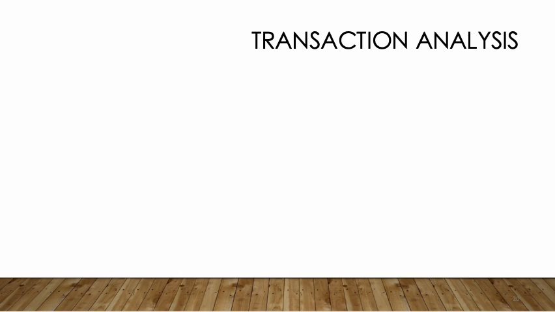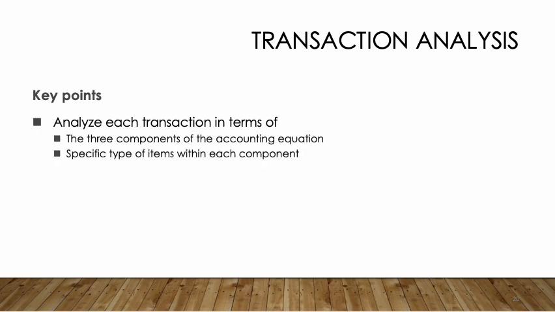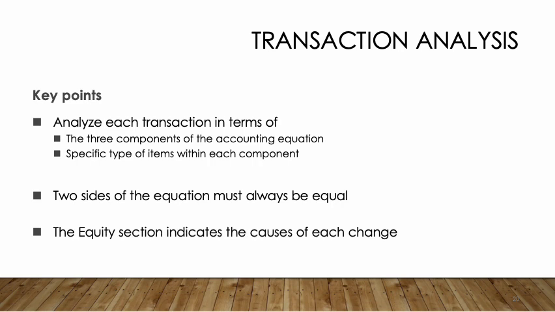So before we move on, just a couple of points that you should pay attention to here. Analyze each transaction in terms of the three components of the accounting equation: assets, liabilities, and equity, and the specific type of items in each account. The two sides of the accounting equation must always balance. Assets is equal to liabilities plus equity. That must always apply. And also, the equity section indicates the causes of each change.